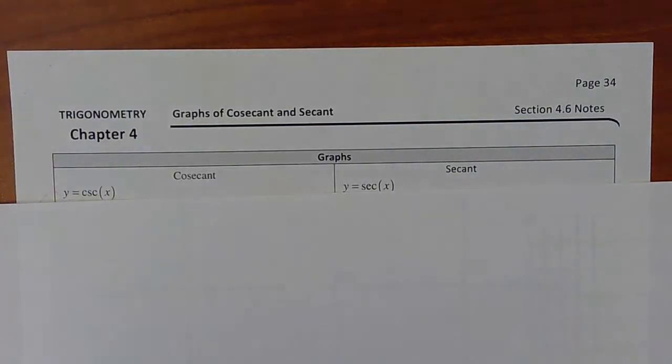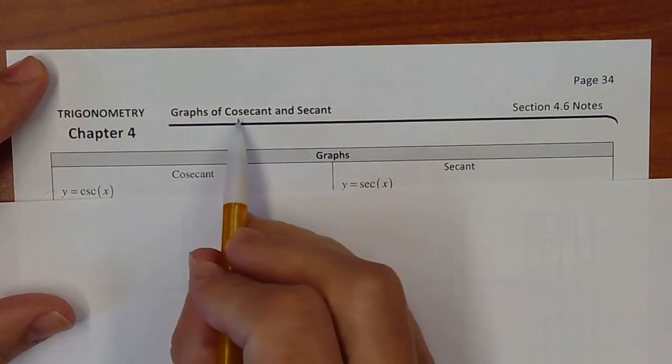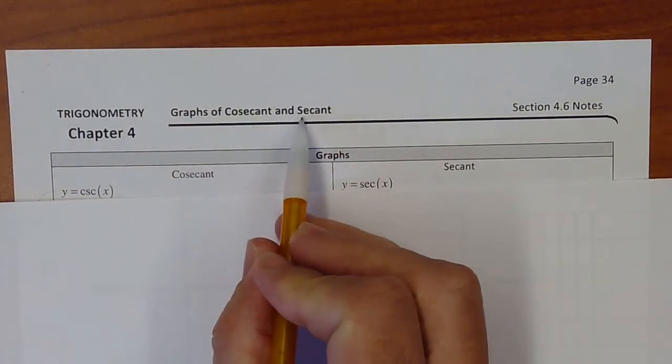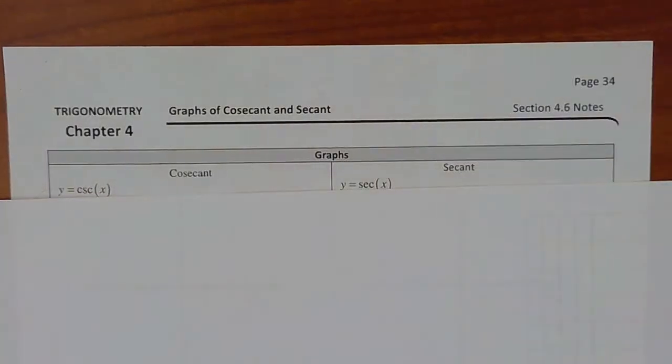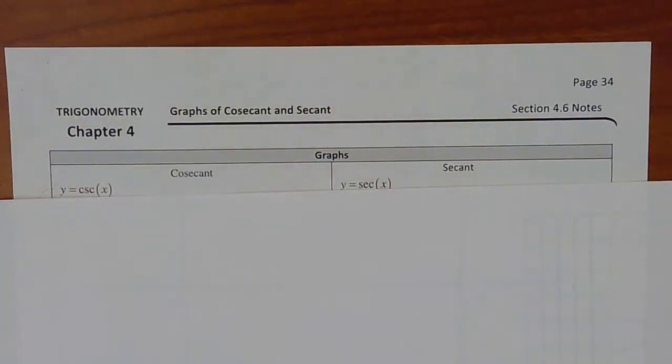Okay, today we'll be starting in section 4.6. We have done 2 out of the 6 graphs, right? Because we have 6 trig functions. Today we're going to focus on cosecant and secant, and then the second day we'll focus on tangent and cotangent. Sine and cosine, we took almost 3 days to get through it, so we can't do that for all these now.